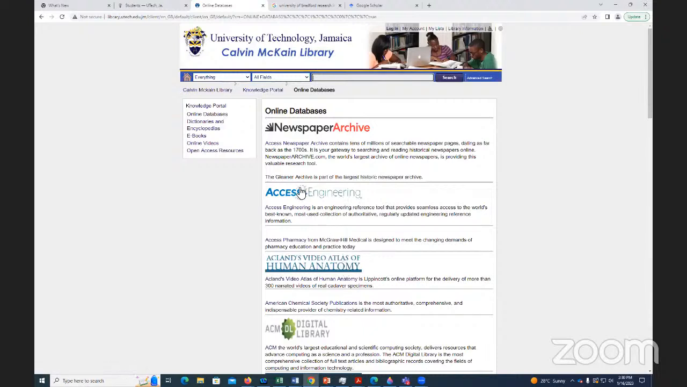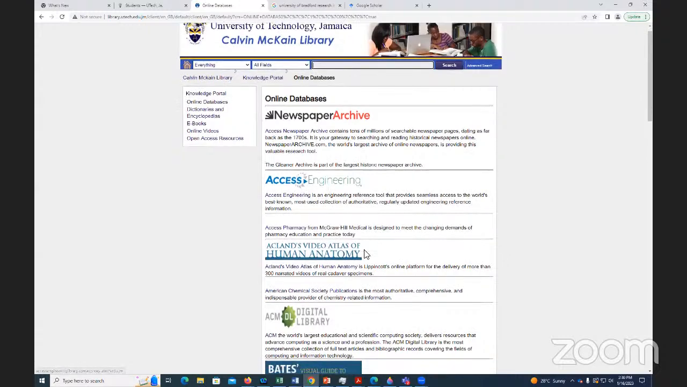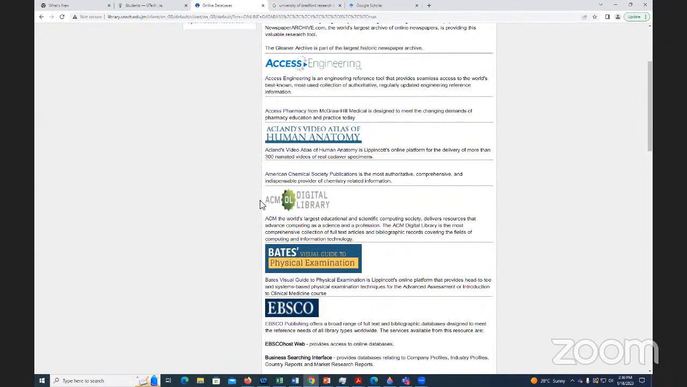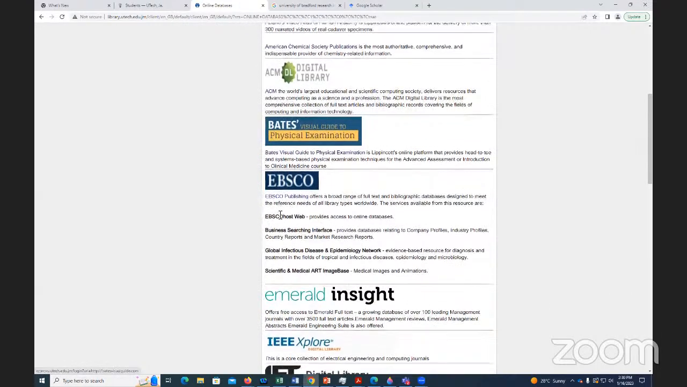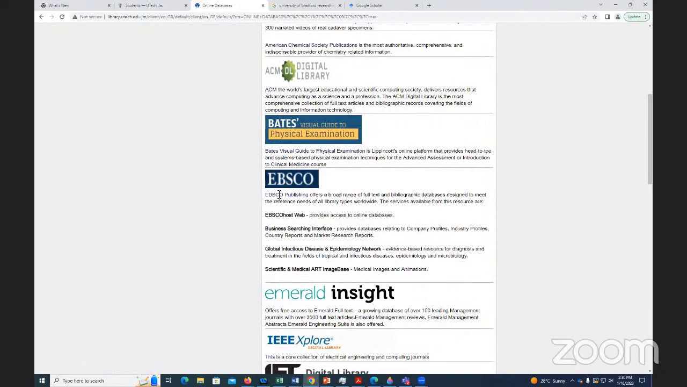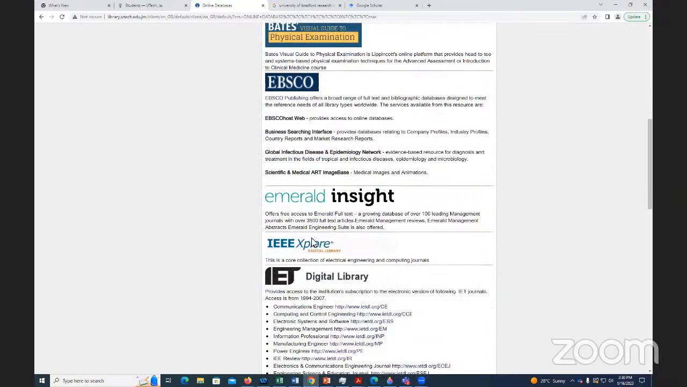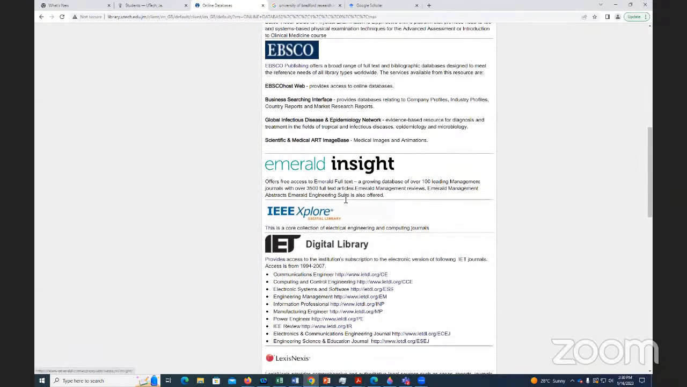If you're a computer scientist, ACM might be of help. ACM is the Association of Computer Machinery. That's the largest computing association of English-speaking people in the world. So this might be useful to you. EBSCO, which is a generic online database, might be helpful. Emerald Insight might also be helpful.